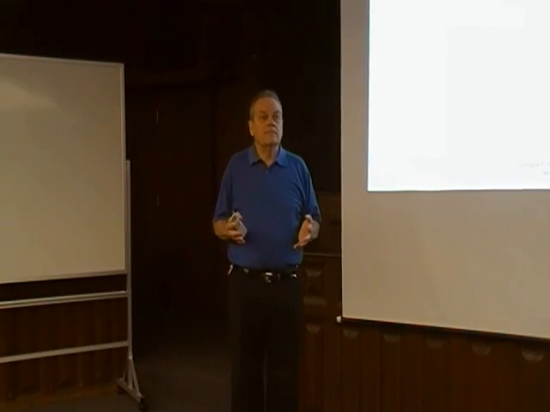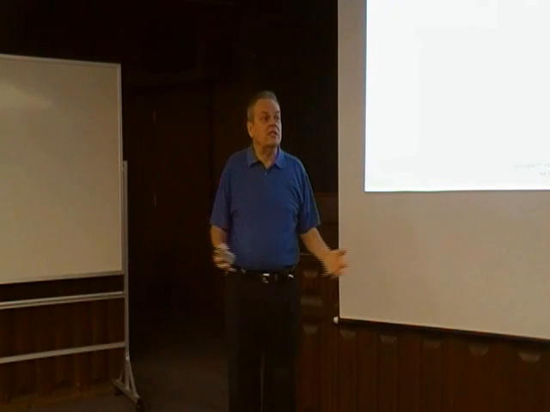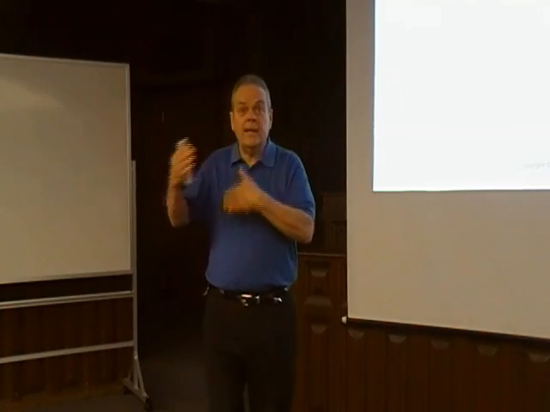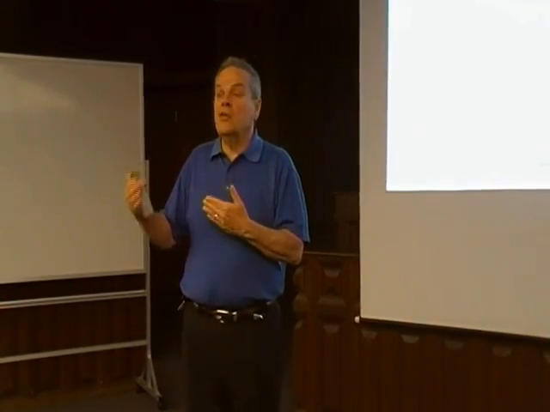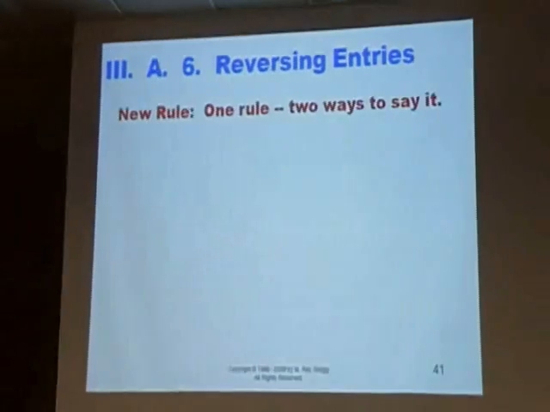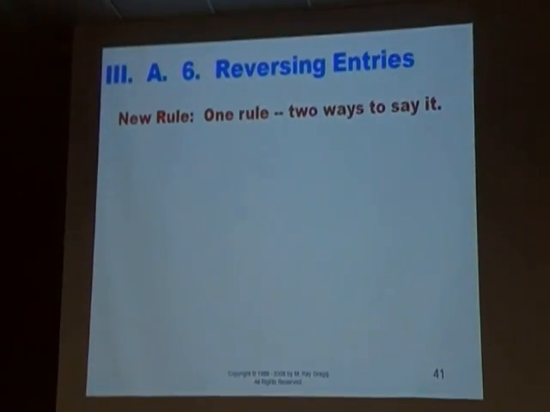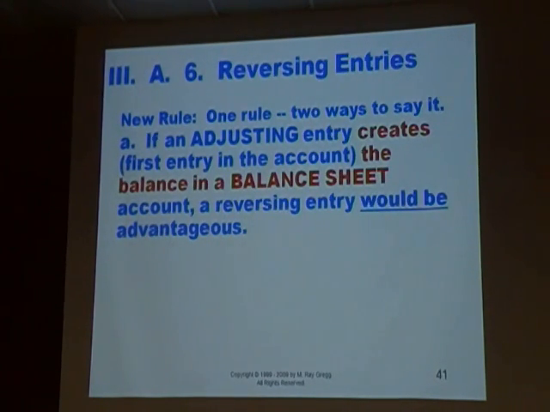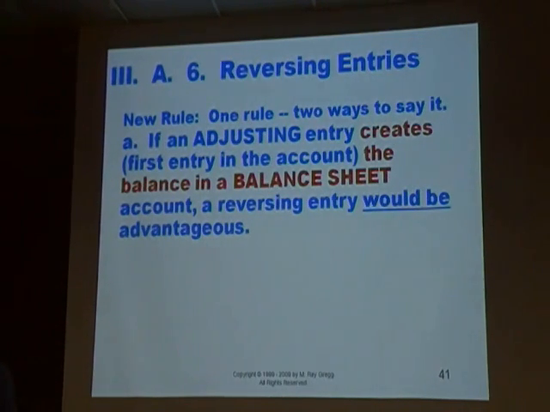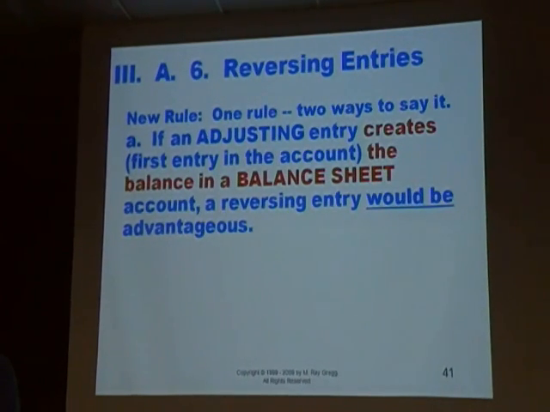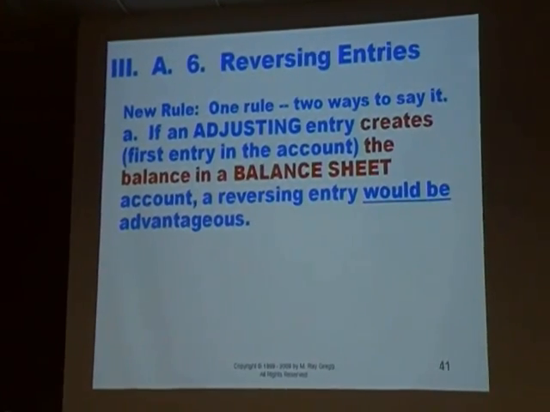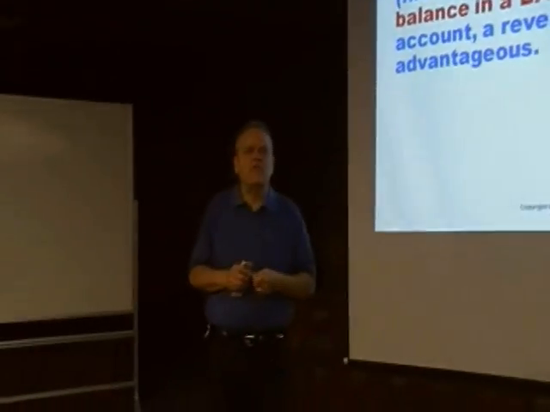It's a little wordy. I'm going to say it two ways as fast as I can and ask you to try to participate in understanding it this week so that you won't have to memorize it. Understand what I'm trying to convey. One way to say the rule would be: if an adjusting entry creates the balance in a balance sheet account, if an adjusting entry is the first entry in that balance sheet account, a reversing entry would be to our advantage.